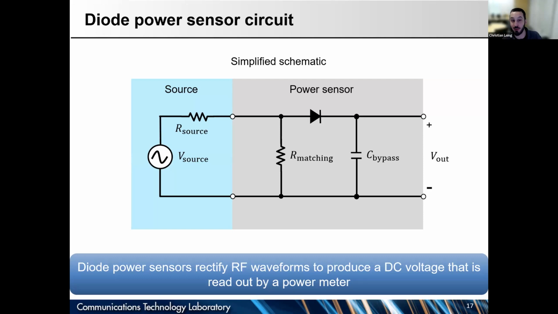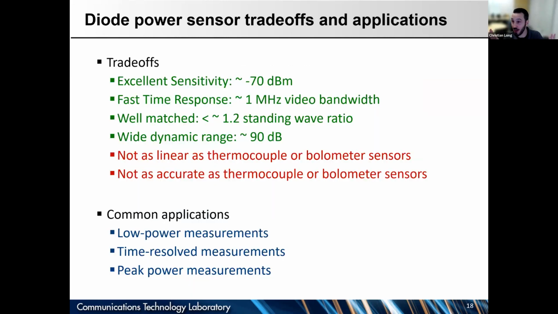And you get some of the RF power to go across a diode or two or a number of diode paths, and then you get a voltage output. So some of the trade-offs for a diode power sensor: they have excellent sensitivity, they have pretty fast responses, so they can measure a peak power or an envelope as a function of time. They're generally quite well matched and have an excellent dynamic range.